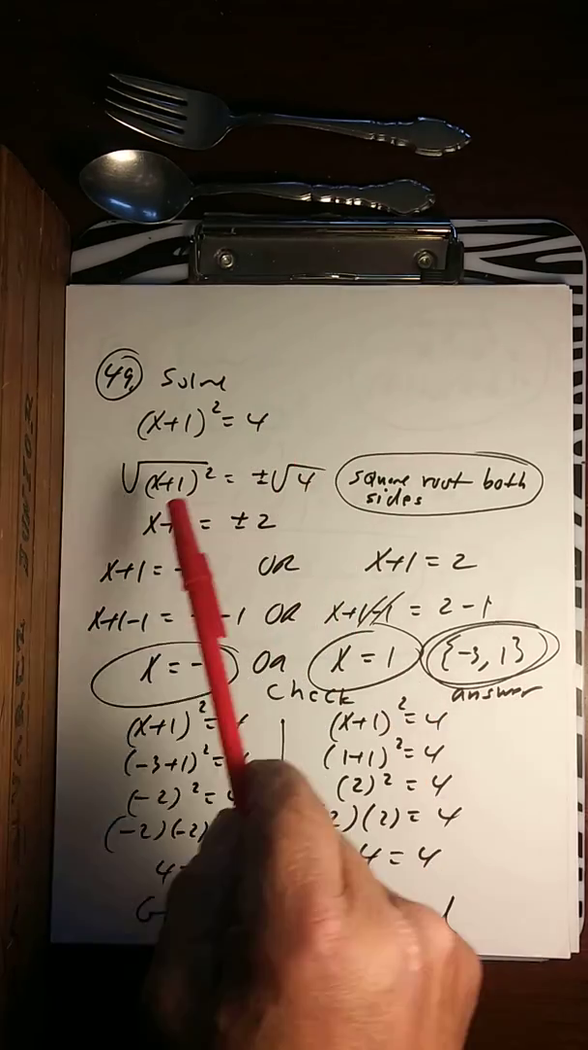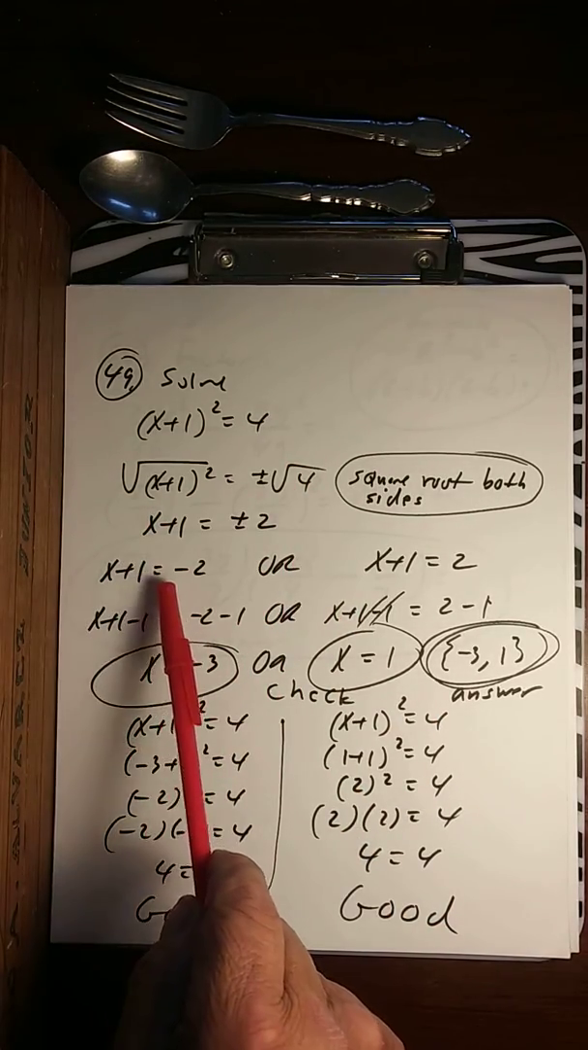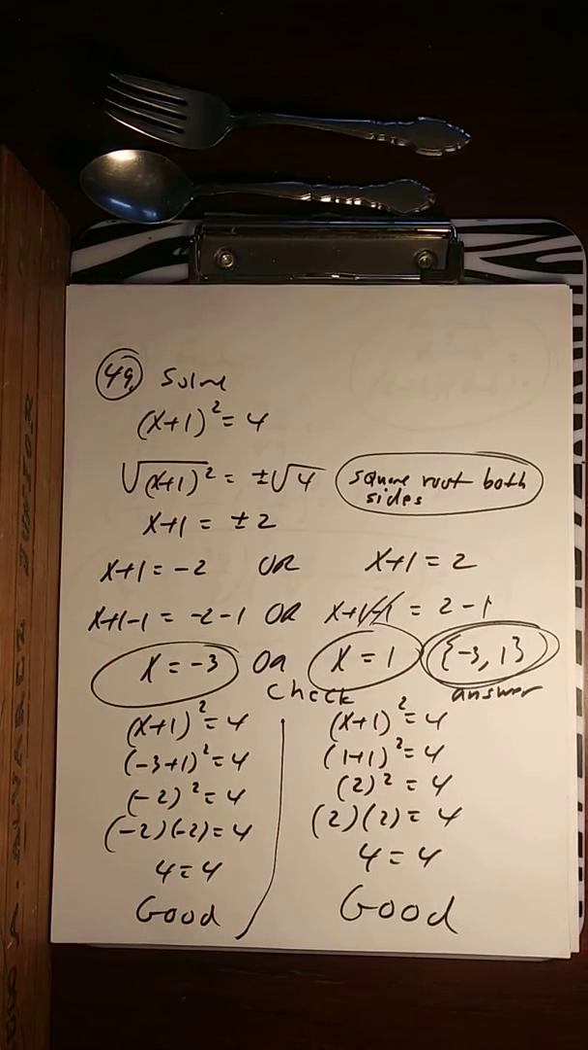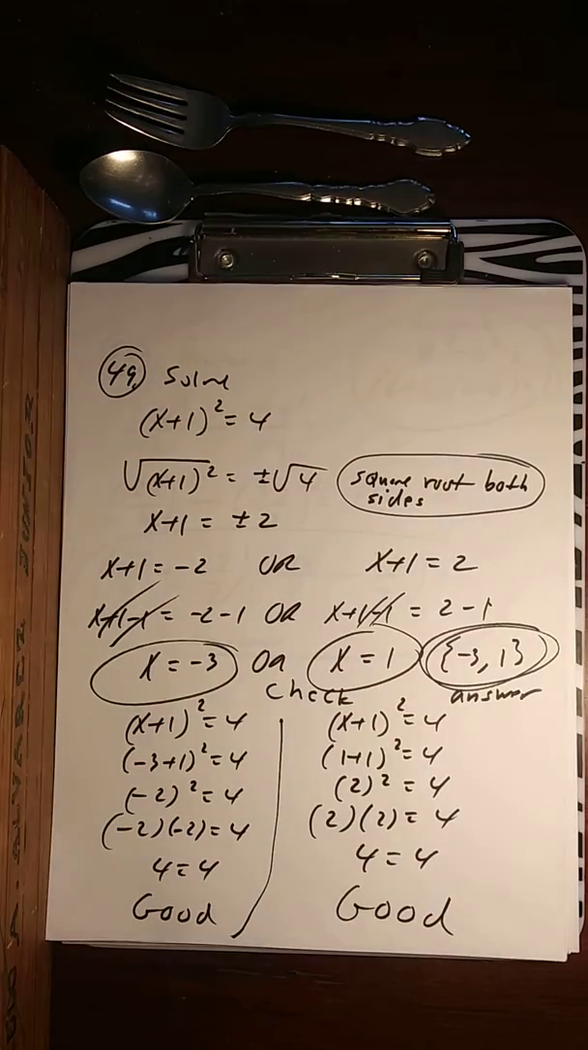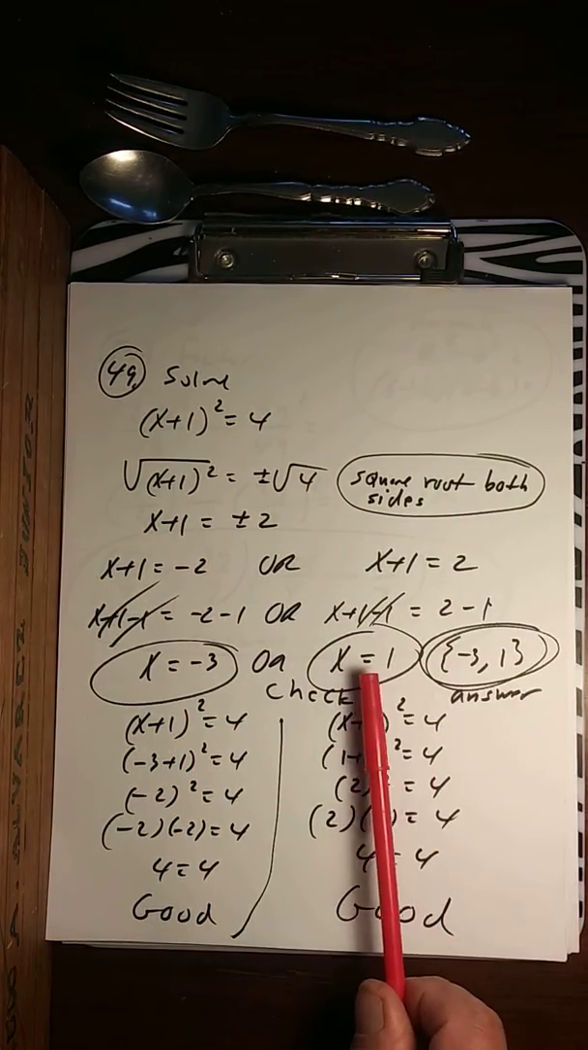Take the square root of both sides. So that's going to give you x plus 1 only, and then this is going to be plus or minus 2. X plus 1 is negative 2, x plus 1 is 2. So then you're going to subtract 1 from both sides. So we have x is negative 3, or, minus 1, x equals 1.